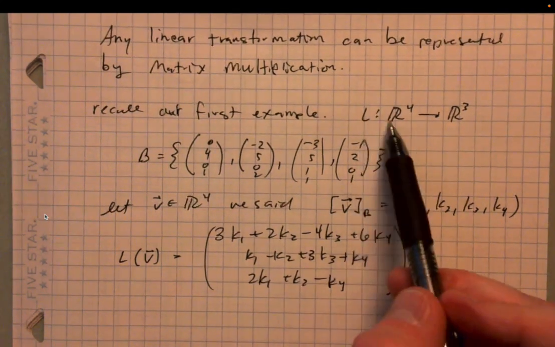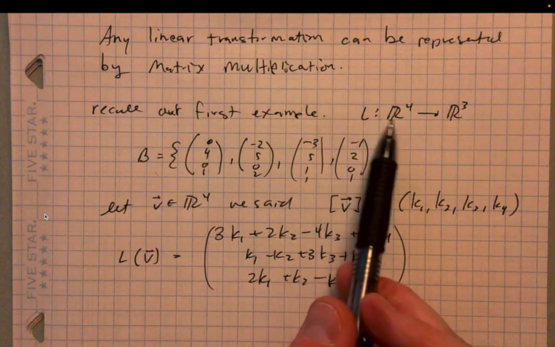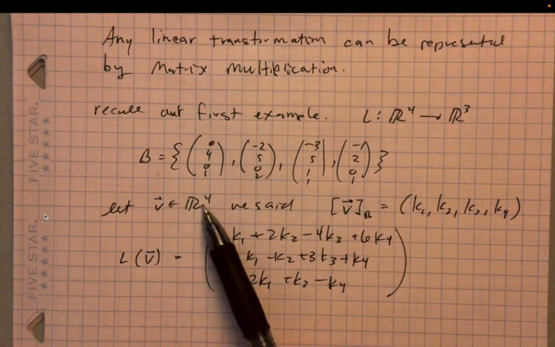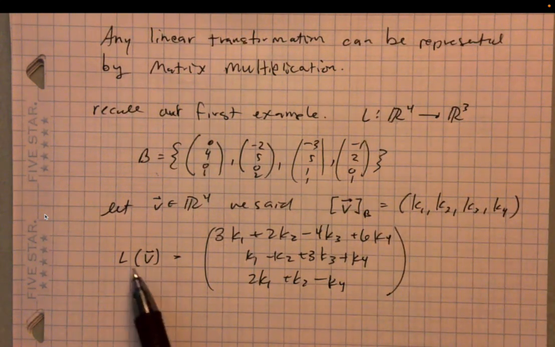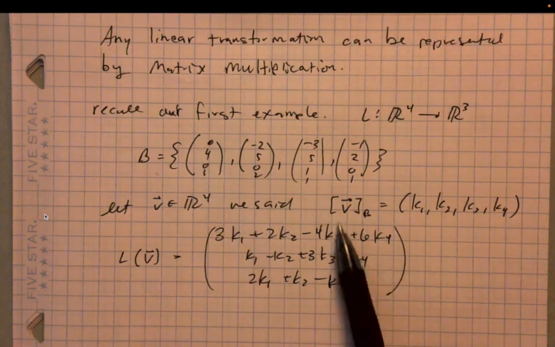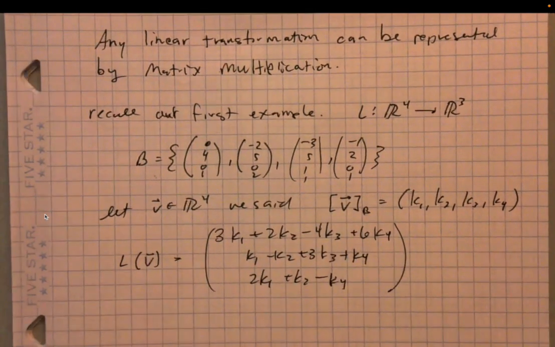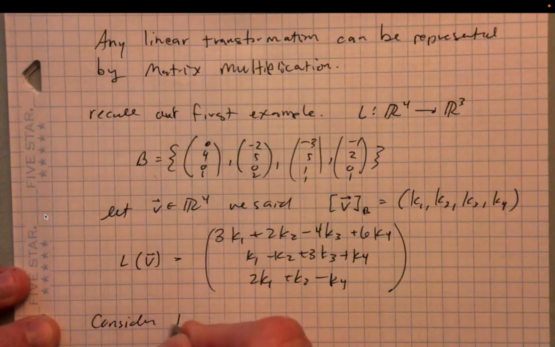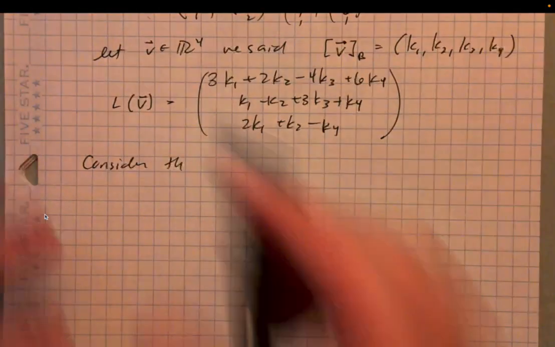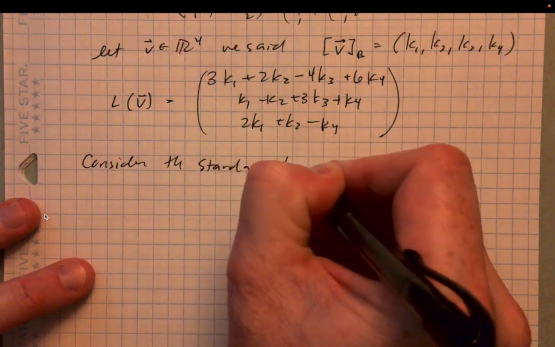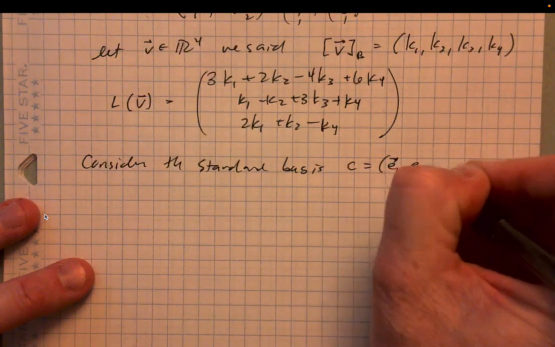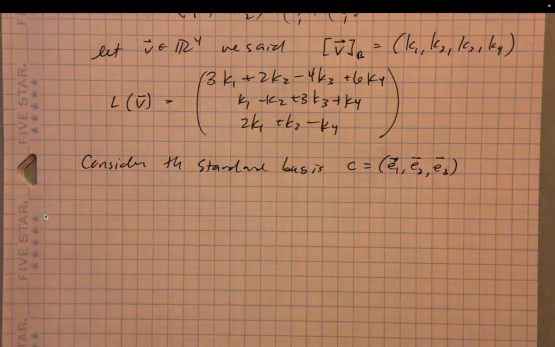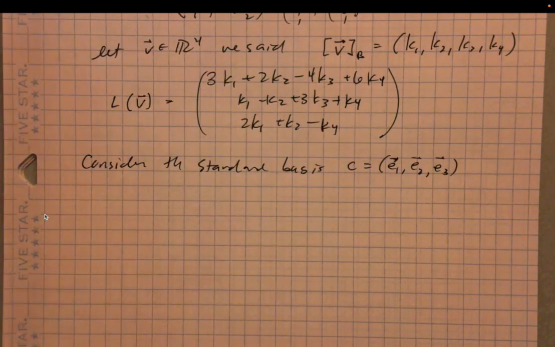So we've got a linear transformation R4 to R3. Here's the ordered basis for R4. If V is any vector in R4, then the coordinatization of V will have the form K1, K2, K3, K4, and the effect of the linear transformation on V will be the following. It'll have this effect on the basis. Now let's consider the standard basis, and we'll call it C, of course, and that's just E1, E2, E3. This is going to be the standard basis for R3.